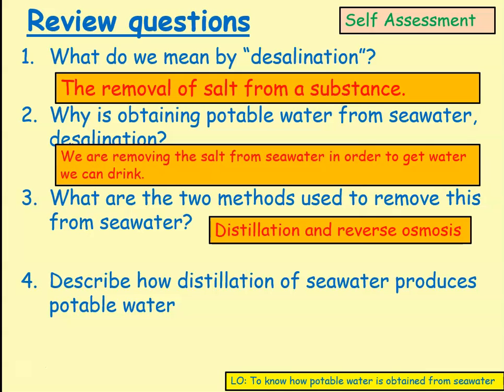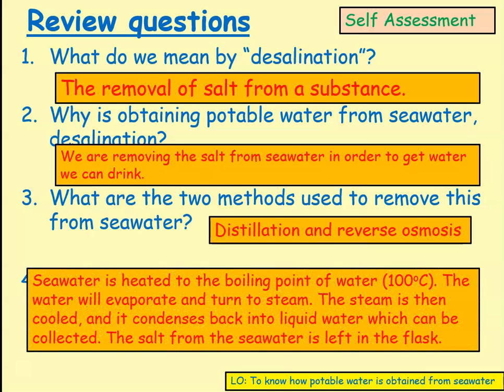And 4, how does distillation of seawater produce potable water? Seawater is heated to the boiling point of water. The water evaporates and turns into steam, and the steam is then cooled and condenses back into liquid water, which can be collected and then drunk. The salt from the seawater is left behind in the flask. Please pause the video to ensure you've got those full answers on there and you can refer back to them.